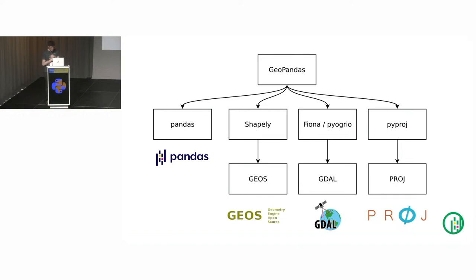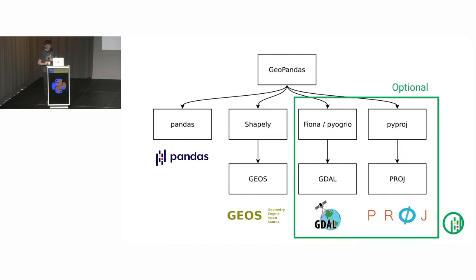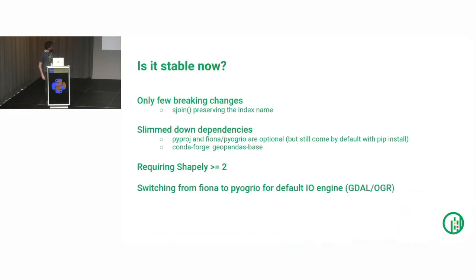One thing that we did was essentially making everything that can be optional, optional. So you can run GeoPandas with just pandas and Shapely without having to install GDAL if you don't need the I/O, or without needing PROJ if you don't require reprojections. We actually still install those by default. So if you do pip install GeoPandas, you will still get all those dependencies, but you can install GeoPandas without it, or it can run without it. So that's the slimmed down dependencies.